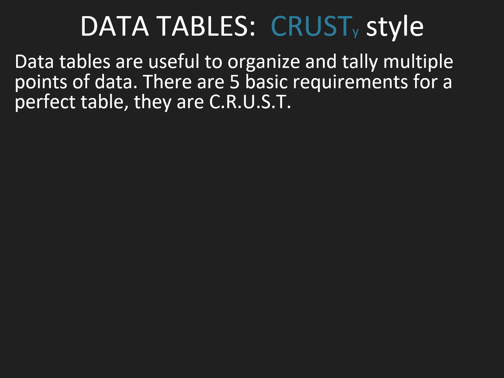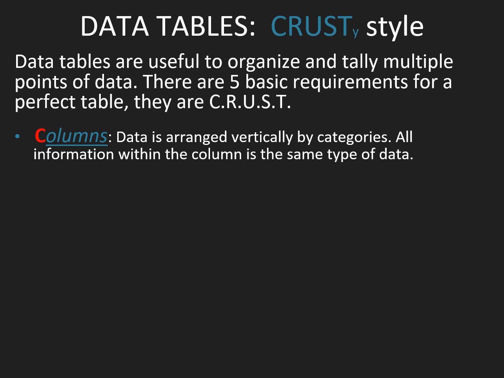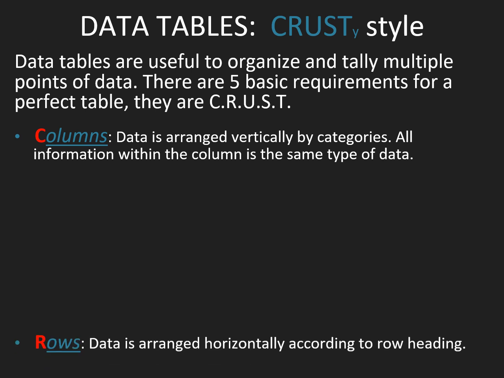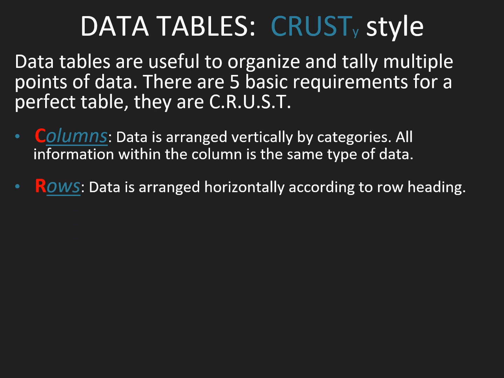We're going to start with C. C is for columns. Remember, columns are the vertical part of the data. Everything in a column is going to be the same type of data. Similarly, we have R for rows. Rows are the horizontal part of your data table. Now, what goes into a column, what goes into a row can sometimes be down to personal preference. You just have to make sure that you are keeping the same sort of data in columns and the same sort of data in rows.